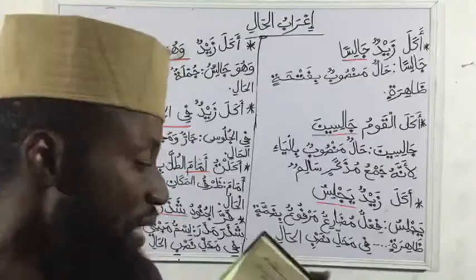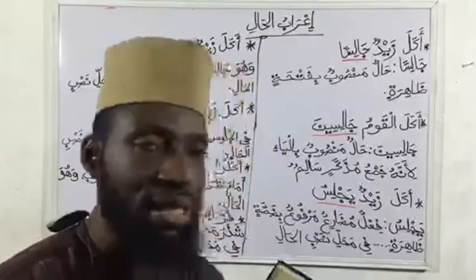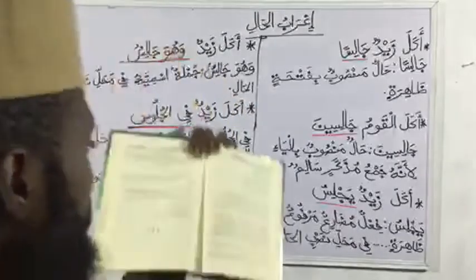So you do the verb fully. After you have finished on your verb, you identify your hal. And it should be fi mahalli. So one nasimu alilun. Jumlatun ismiyatun. Fi mahalli nasbil hal. Let's look at the next one.